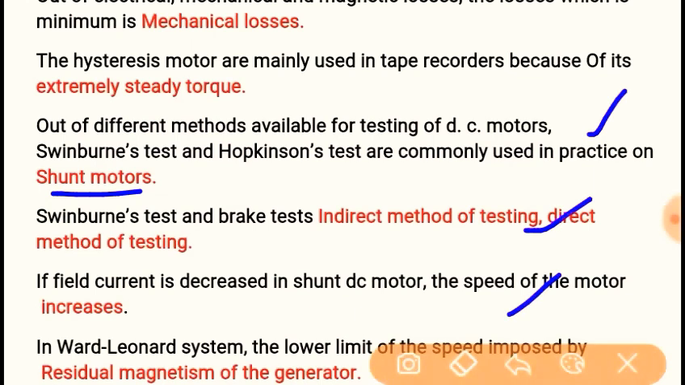If the field current is decreased in a shunt DC motor, the speed of the motor will increase. Both are inversely proportional. If the field current decreases, the speed of the shunt motor will increase.